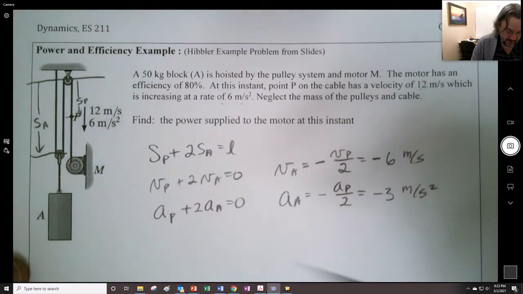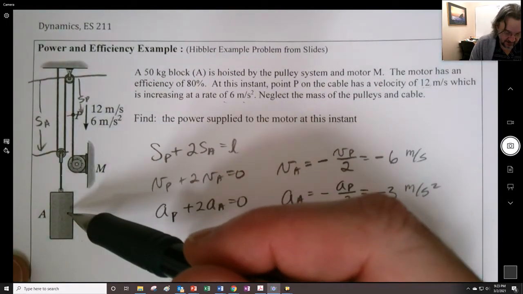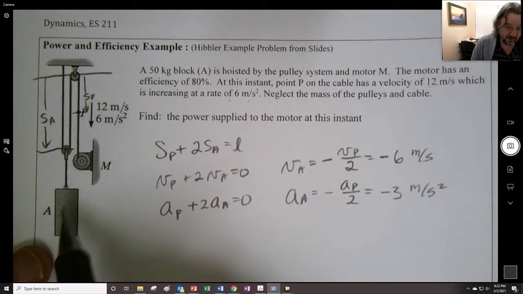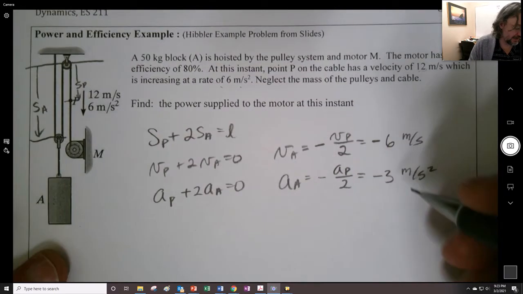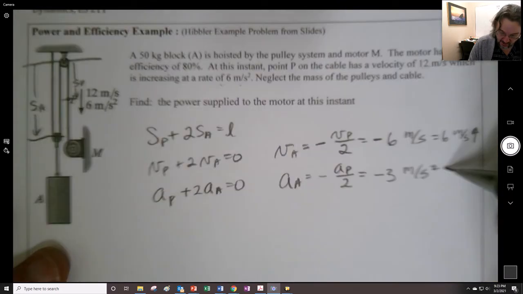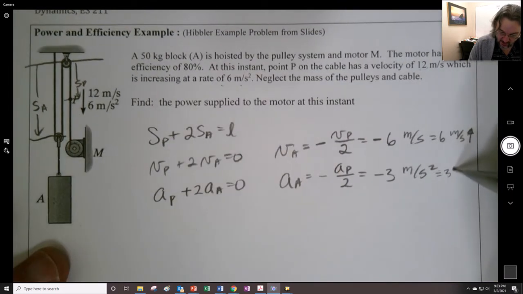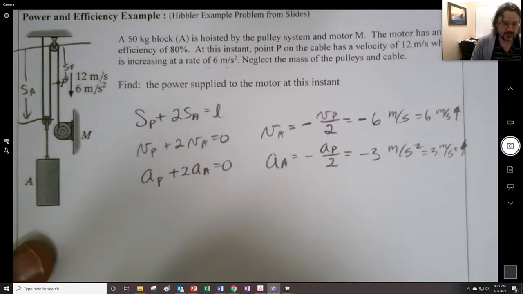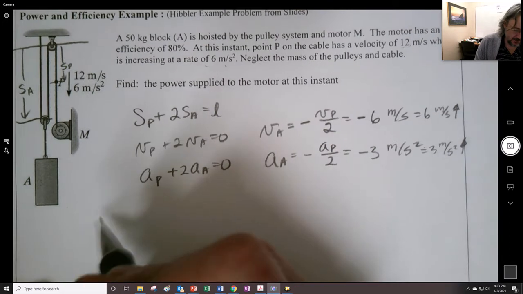Obviously this thing is traveling upwards right here, so we might not even need to put that in there. I'll say that this is 6 meters per second upwards, and it is accelerating at 3 meters per second squared upwards. I don't like playing that sign game. It can burn you.